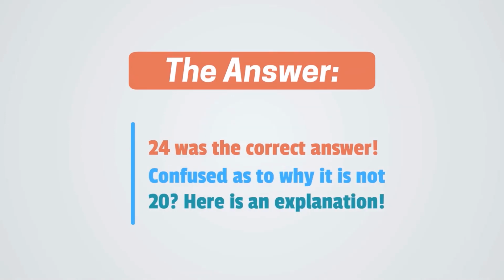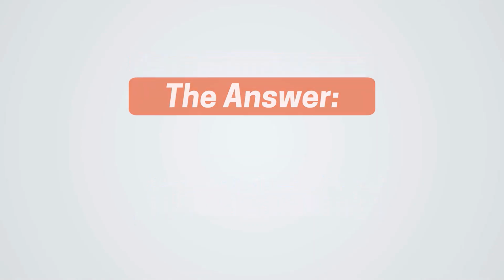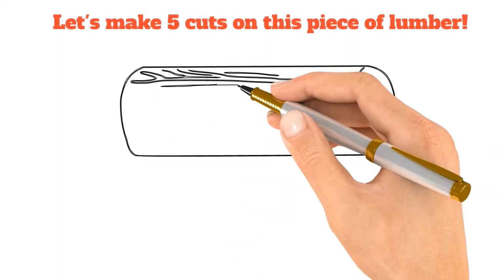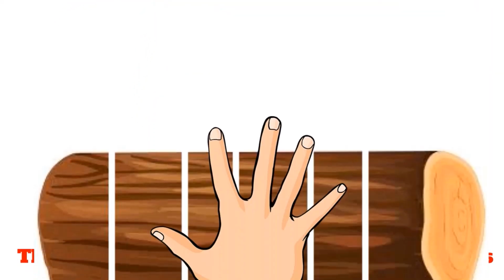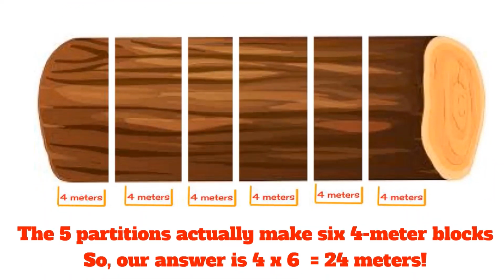The answer. 24 was the correct answer. Confused as to why it's not 20? Here's an explanation. Let's make 5 cuts on this piece of lumber. Each of these pieces is 4 meters. The 5 partitions actually make 6 4-meter blocks, so our answer is 4 times 6, or 24 meters.